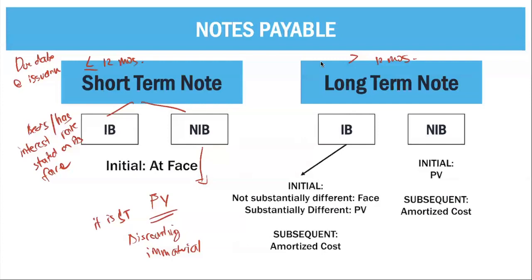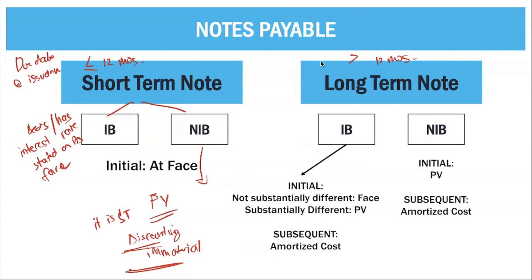However, in short term, the value of a peso today and the value when it is due already, since the period is too short, the change in the peso or change in the purchasing power is immaterial. Therefore, discounting is immaterial. So generally, your non-interest bearing note, short term, is still measured at face.